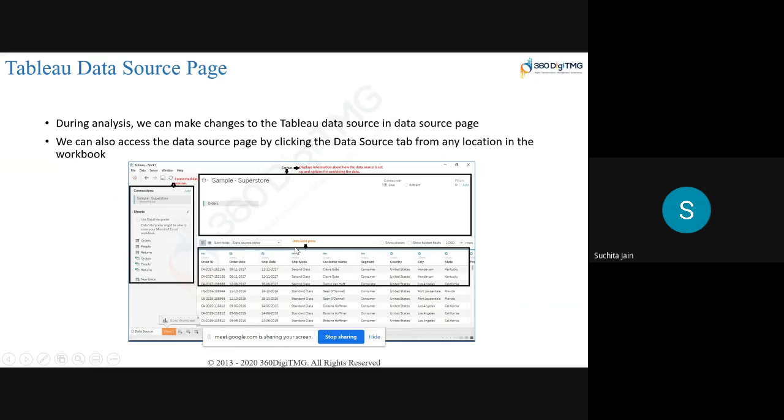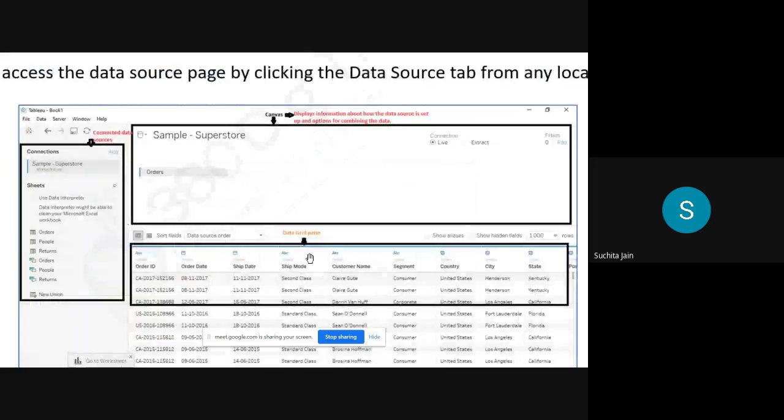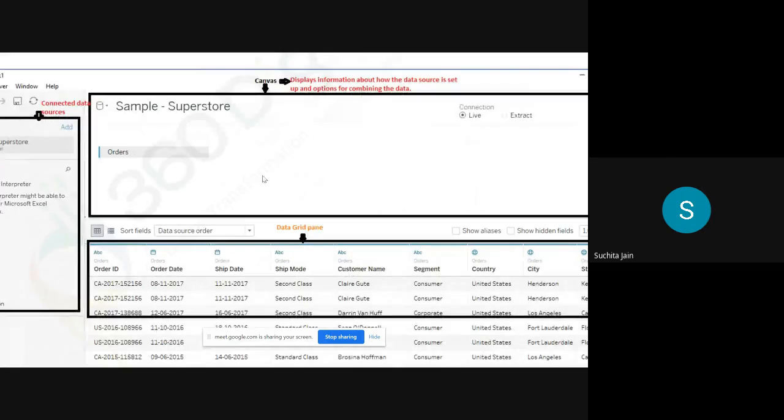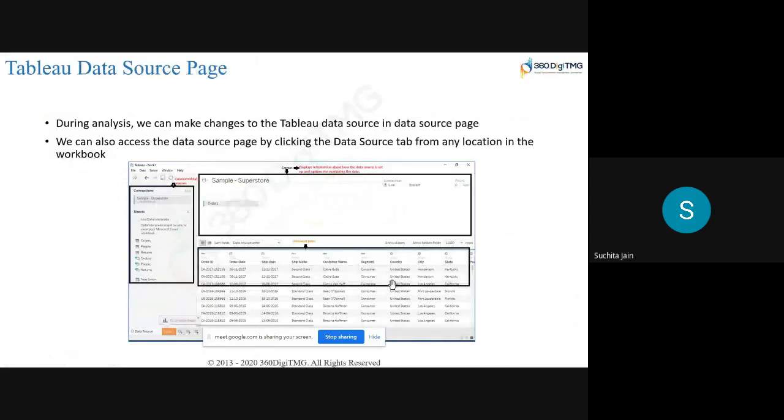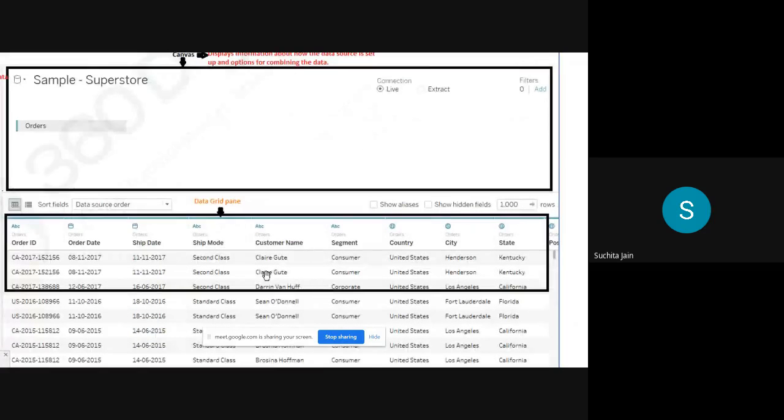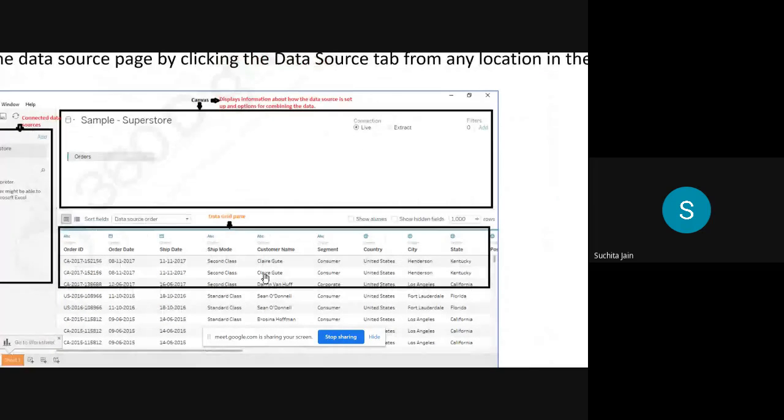Now, coming to our data grid. This is the data grid. Here you see the main data of the Excel sheet which has been pulled into the Tableau environment. All the rows and columns are here, from your order ID, order date, ship mode, customer name. So all data has been fetched into your Tableau environment. You can see the data in Tableau.